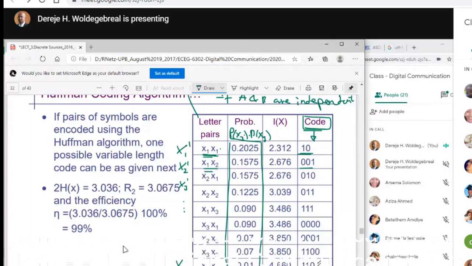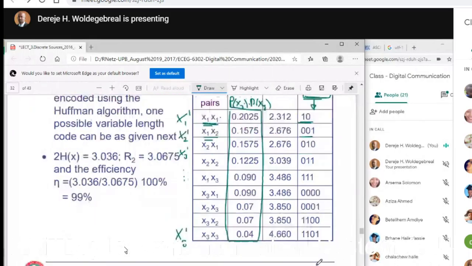Anyway, you just work on it. That would be an excellent exercise for you. Now, how much is the efficiency for such a code? You compute the entropy from here, modify the source, and calculate the entropy and the average code word length. Well, try to show that this way the efficiency will be about 99%.